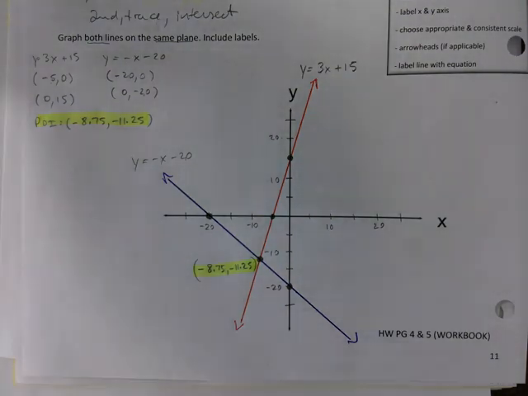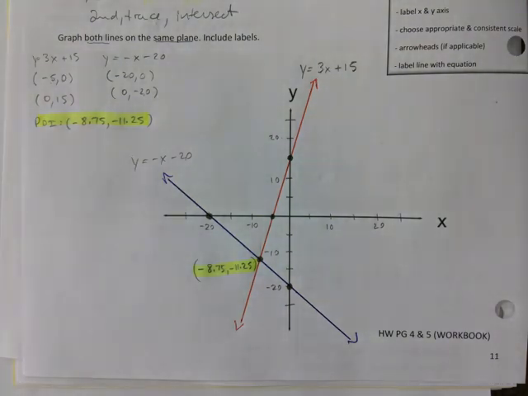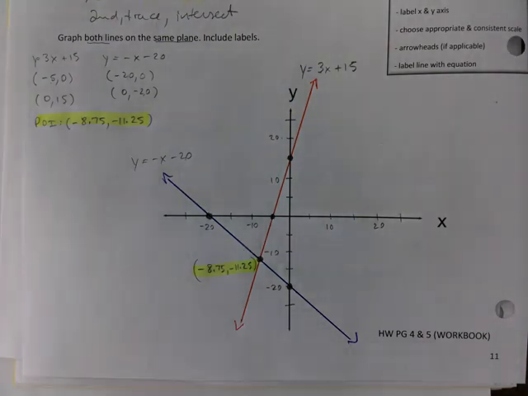And that is why I truly believe the intercepts are the best way to do this. Because if you know your intercepts, you have a pretty good idea what your window should be, what your scale should be.